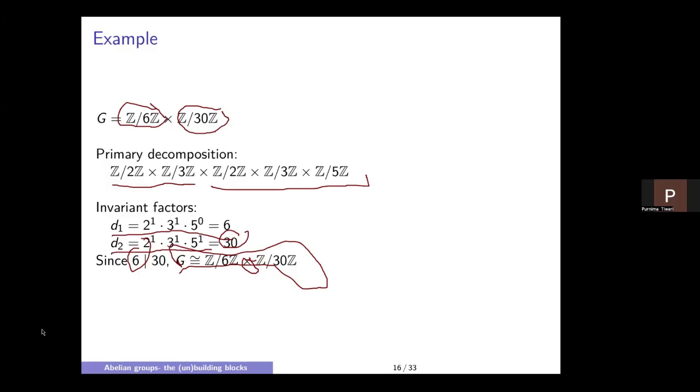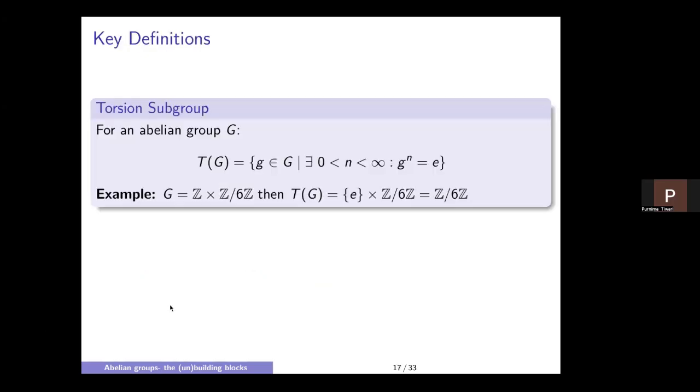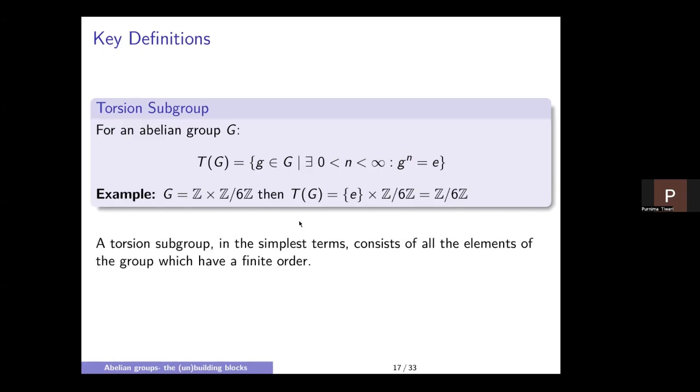Moving ahead. Coming to the torsion subgroup. For an abelian group G, the torsion subgroup of G is defined as the collection of all the elements g in G such that, for a positive integer n, which is finite, g to the power n would be e. What it means, in the simplest terms, is that it consists of all the elements of the group which have a finite order.